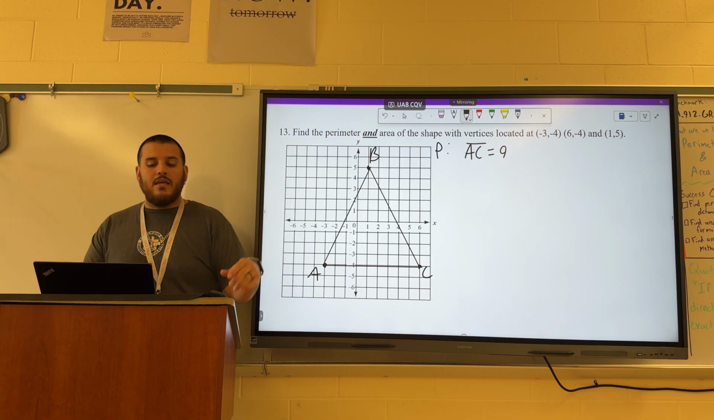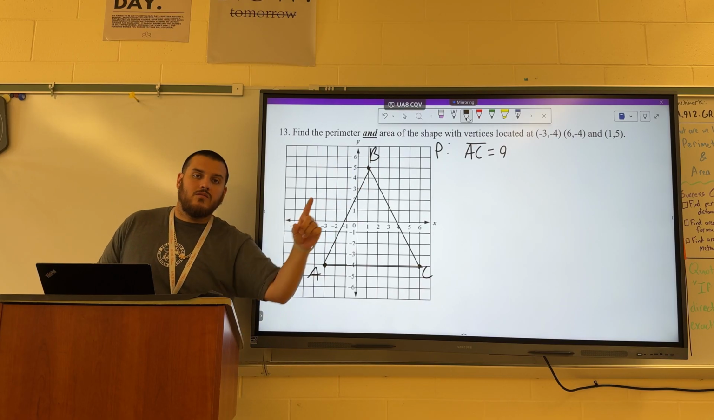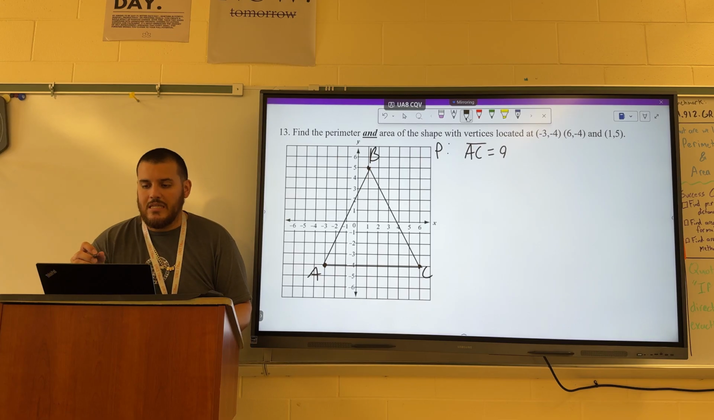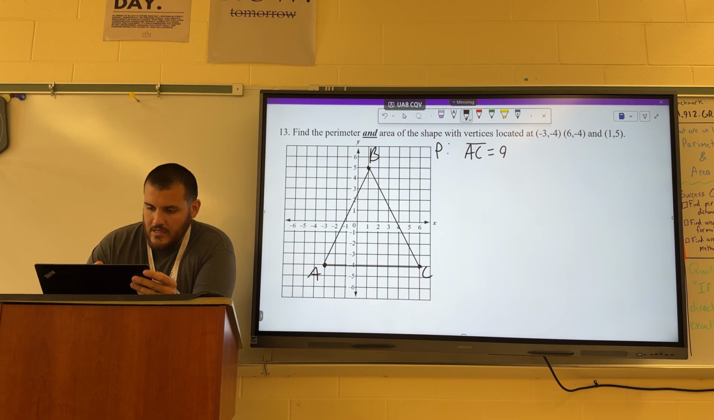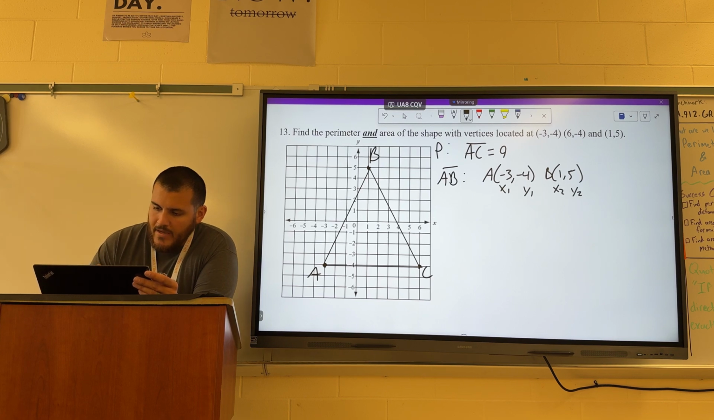For side AB and BC though, I'm gonna have to use the distance formula because those are diagonal. So remember, anything diagonal that you wanna know the length of, you're gonna have to use the distance formula on it. So I'm gonna stay organized. I'm gonna write AB, and I'm gonna write my locations down. A was at -3, -4. B is at 1, 5. I'm gonna label x1, y1, x2, y2, and I'm gonna plug those into my distance formula.